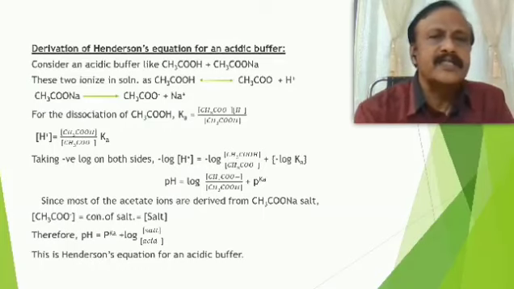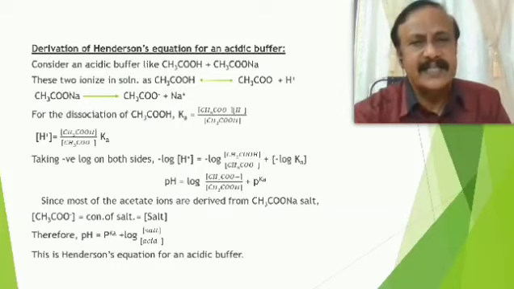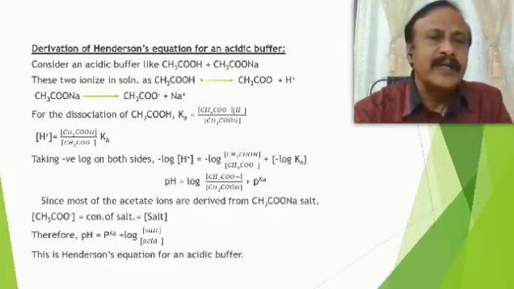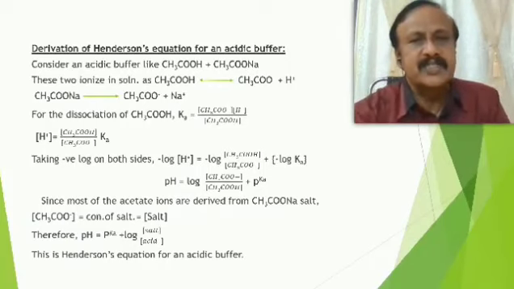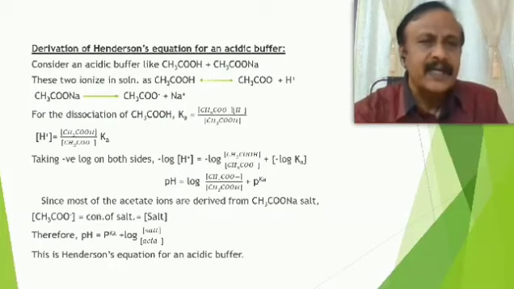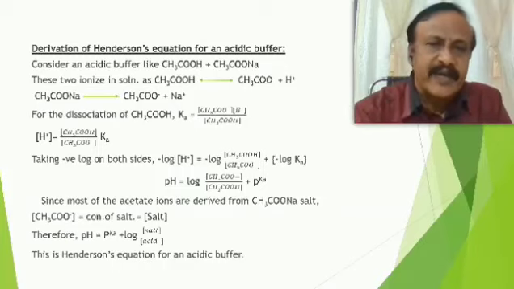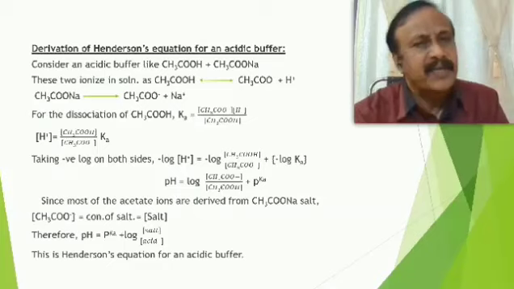Now consider the Henderson equation derivation for an acidic buffer. Consider an acidic buffer like acetic acid and sodium acetate. Here, as we know, acetic acid is a weak electrolyte which ionizes partially into CH3COO minus, that is acetate ion, and H plus ions. Whereas sodium acetate is a salt which ionizes completely, forming acetate ions and Na plus ions. Note that we have mixed these two compounds and both are present in the same container.